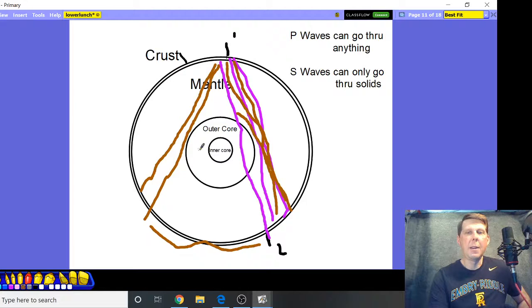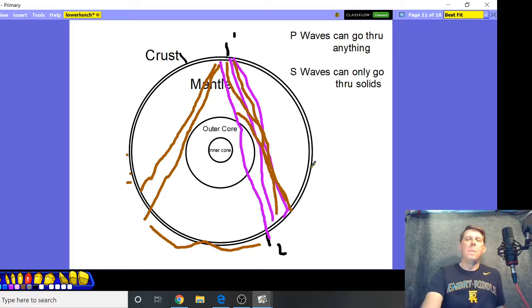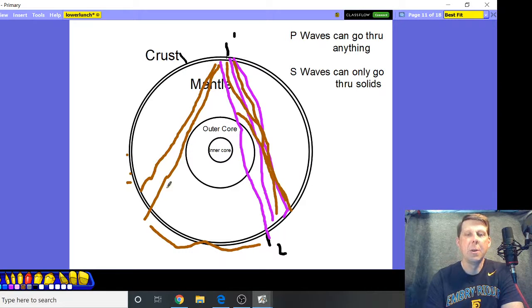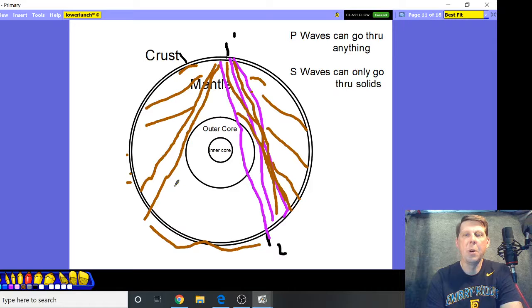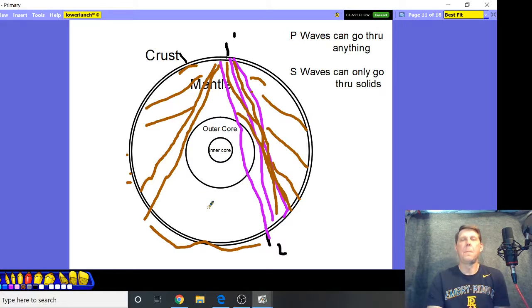which means there must be some liquid blocking, because there are earthquake monitors all over the Earth, and they'll get S waves from all over, but won't get any S waves where this liquid is. So there must be some liquid here blocking the S waves from going through, because S waves are going to show up all over. Those S waves will show up, but they won't show up in the shadow, if you will, of this liquid. No S waves are here.